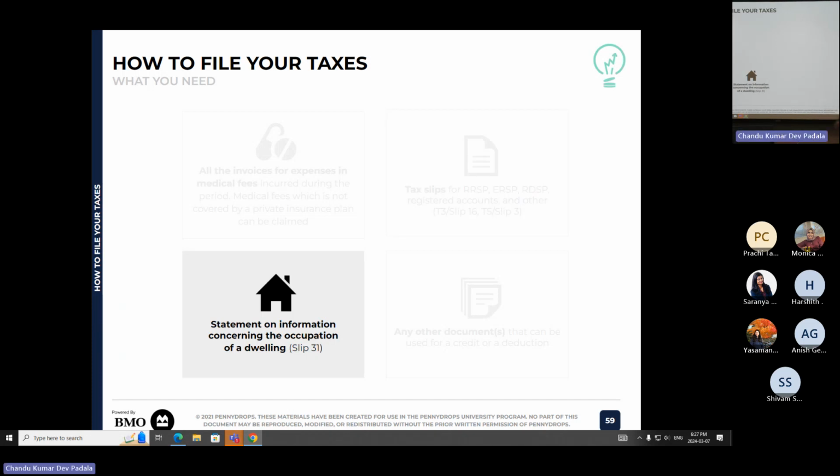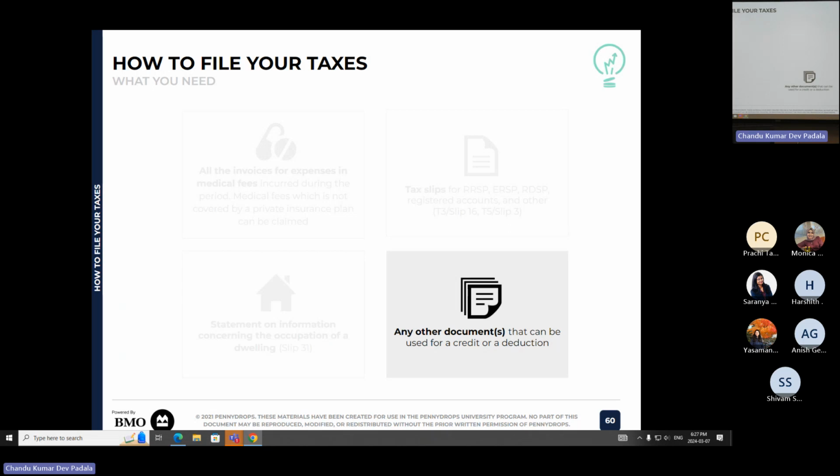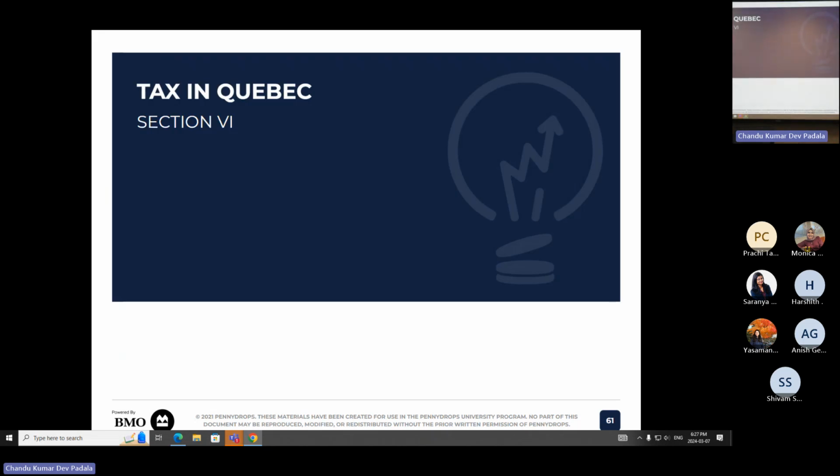As well as statements regarding how much rent you paid, because that can affect your taxes as well. So that's about it. We have a section here on taxes in Quebec.